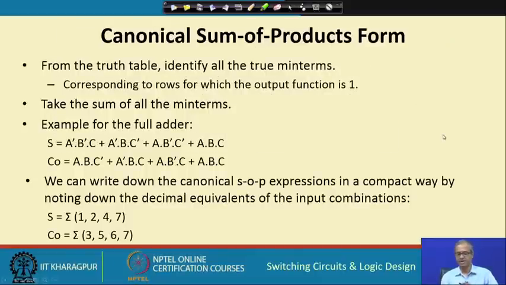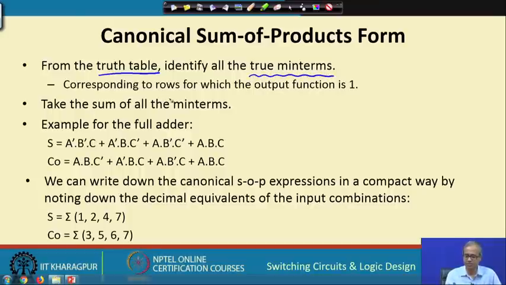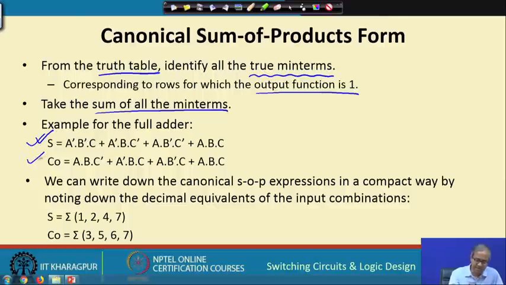Let us first look at canonical sum of product. So, what you are saying is that you have the truth table. From the truth table, you identify all the true minterms. True minterm means the rows for which the output is 1. Take the sum of all the minterms. So, this we have already shown an example earlier for the full adder. For the full adder, sum will be like this and carry will be like this. You take all the corresponding rows for which the sum is 1, there are 4, carry is 1, there are 4.